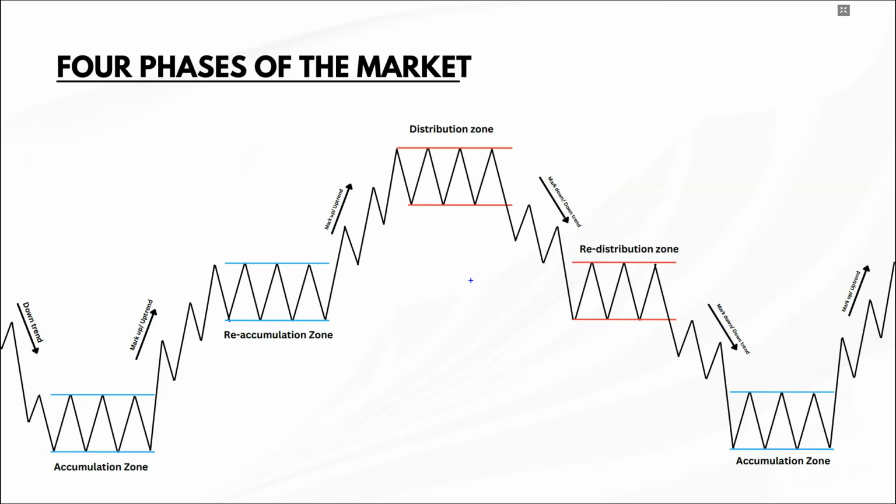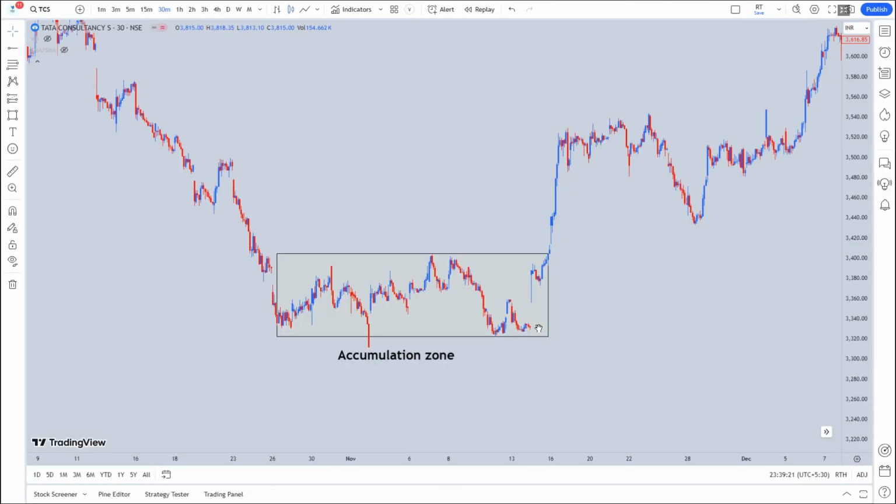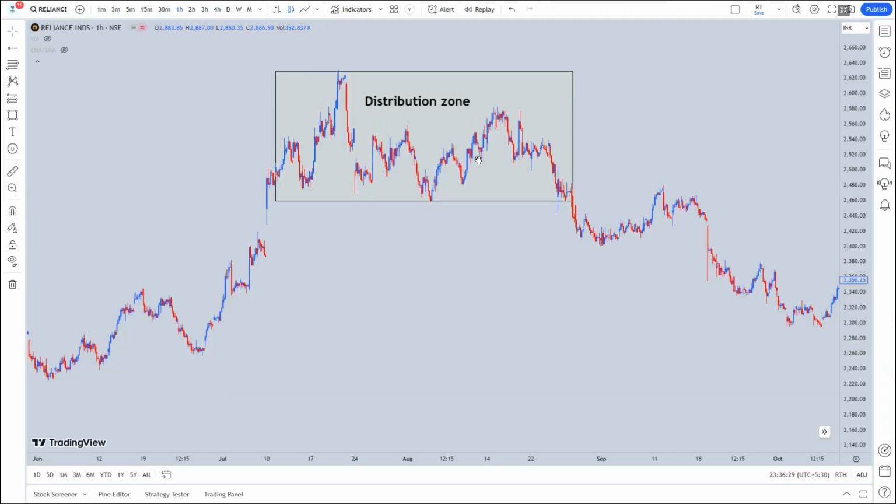And the criteria for a distribution zone is nothing but after an uptrend, you'll get the sideways market and it will give you a breakout towards the lower side. Okay, it will break the support of that range actually, that sideways range. And that is the criteria of a distribution zone. Okay, and the example of a distribution zone, this one. Perfect. See, after an uptrend, market went sideways and started creating a lower low momentum.